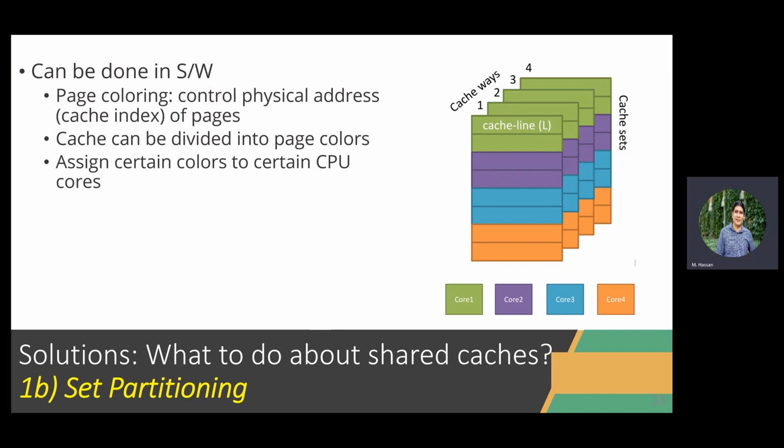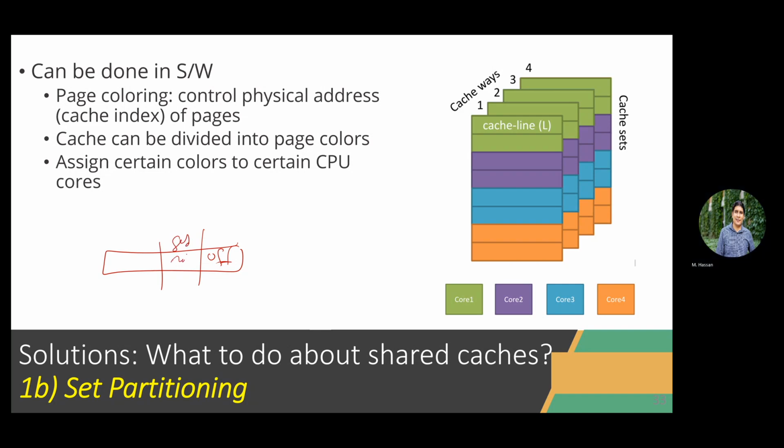The other approach, which is set partitioning, is very easy to do because it does not require any hardware support. It can be done by the operating system. First of all, why can it be done by the operating system? For the notion I told you earlier, if you look into your address, I take my offset, and then I take the set index, and then this is the tag.